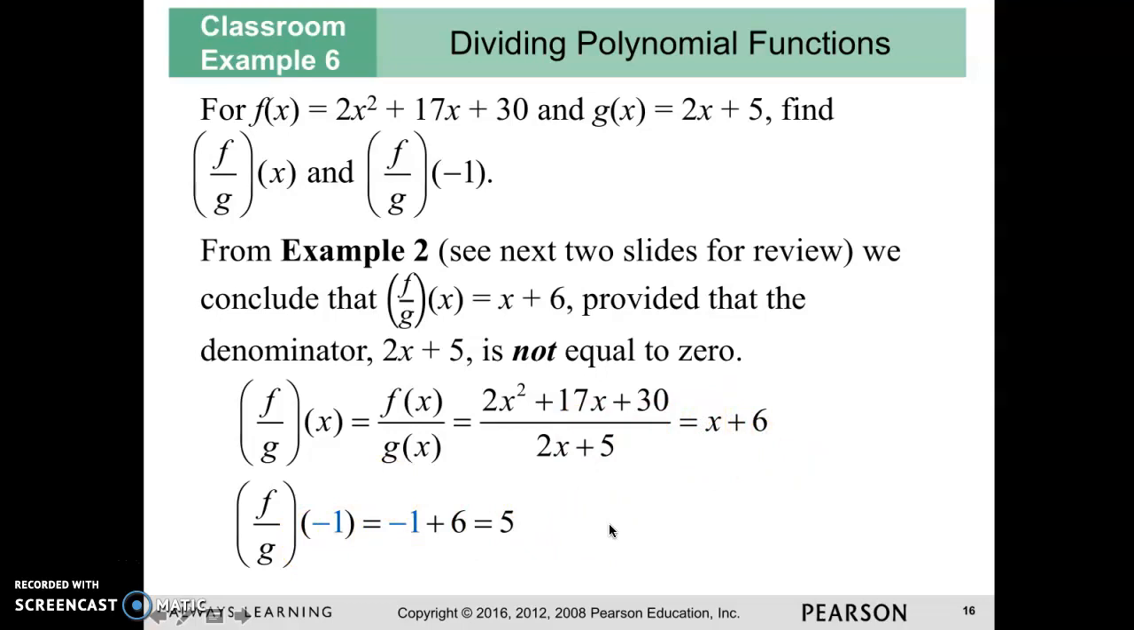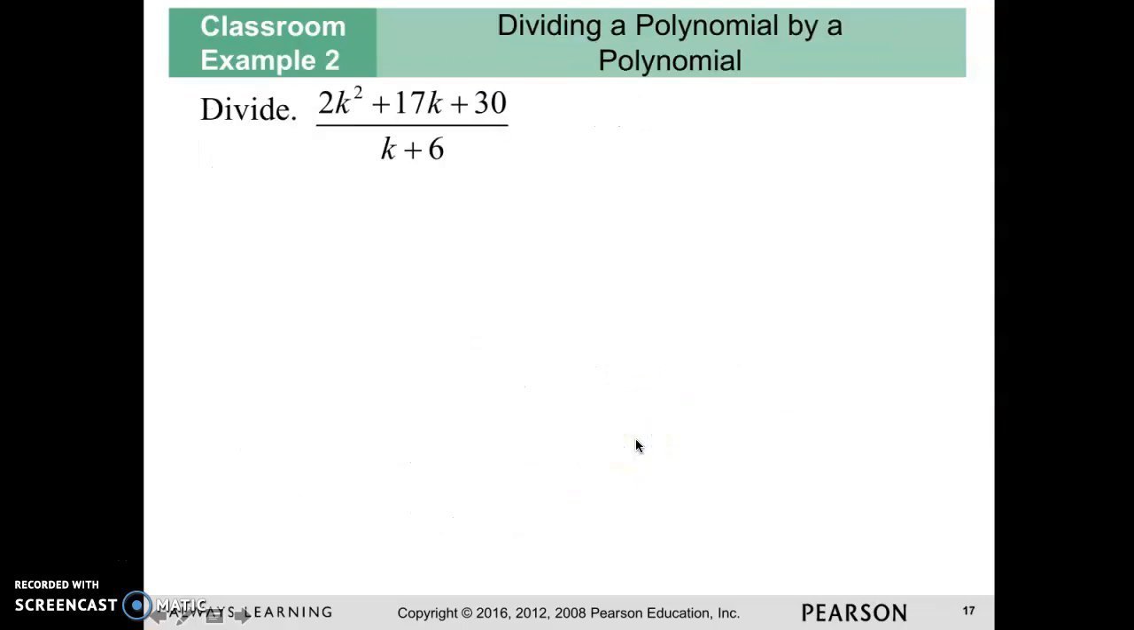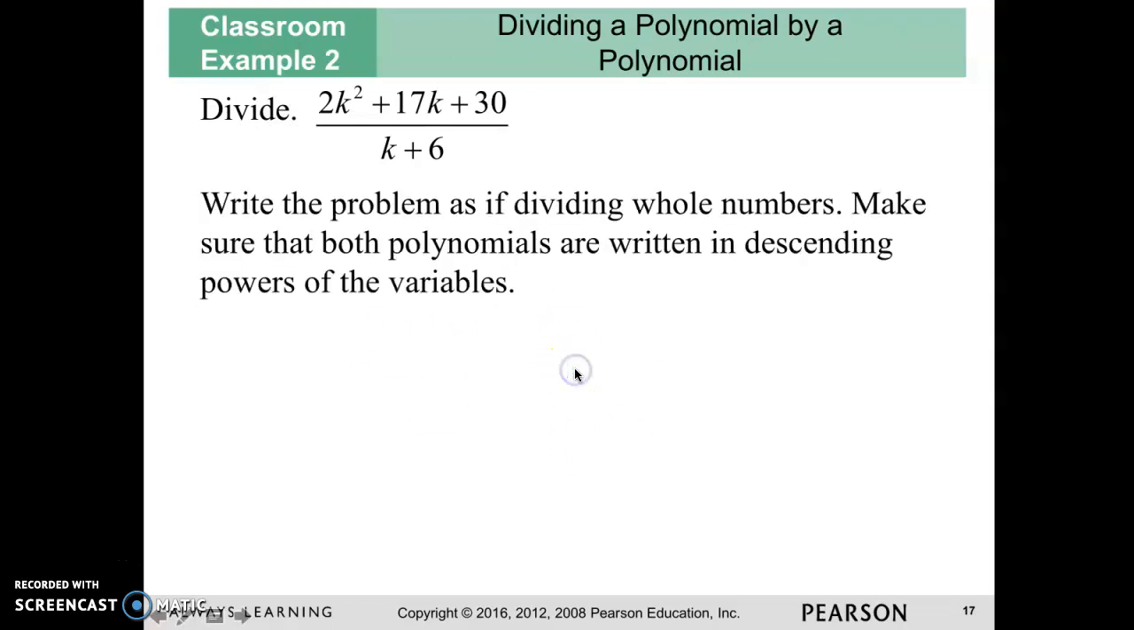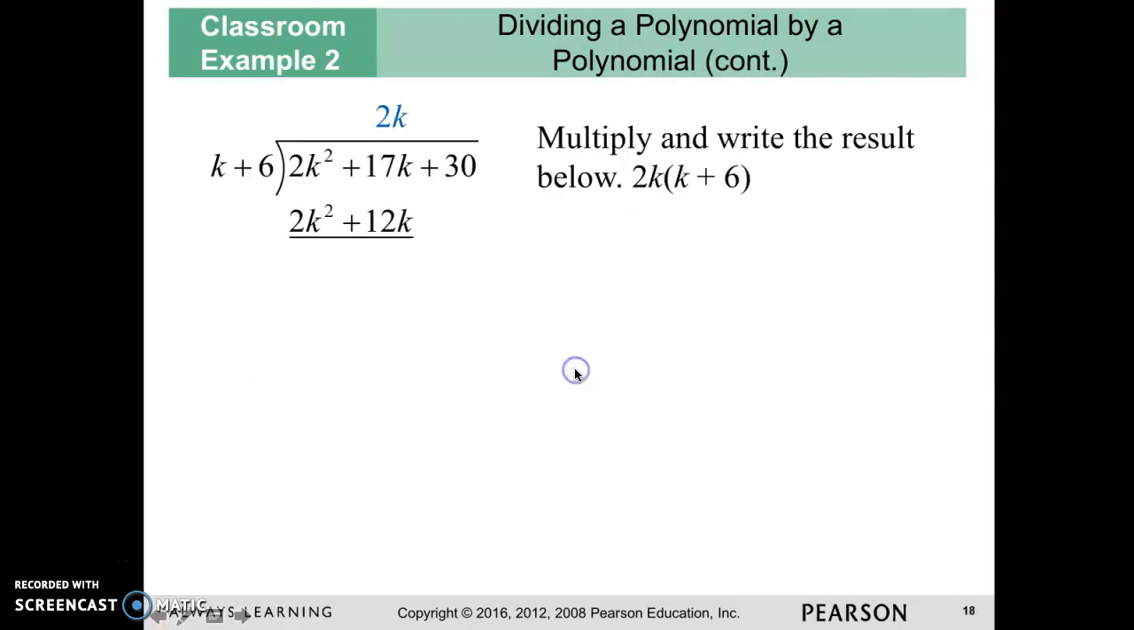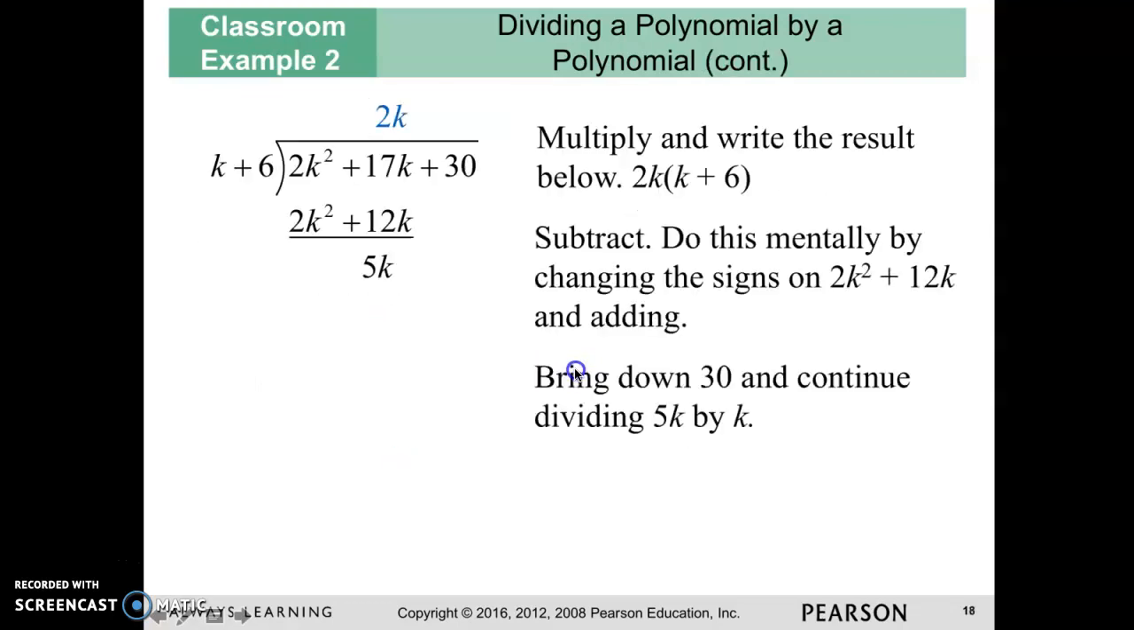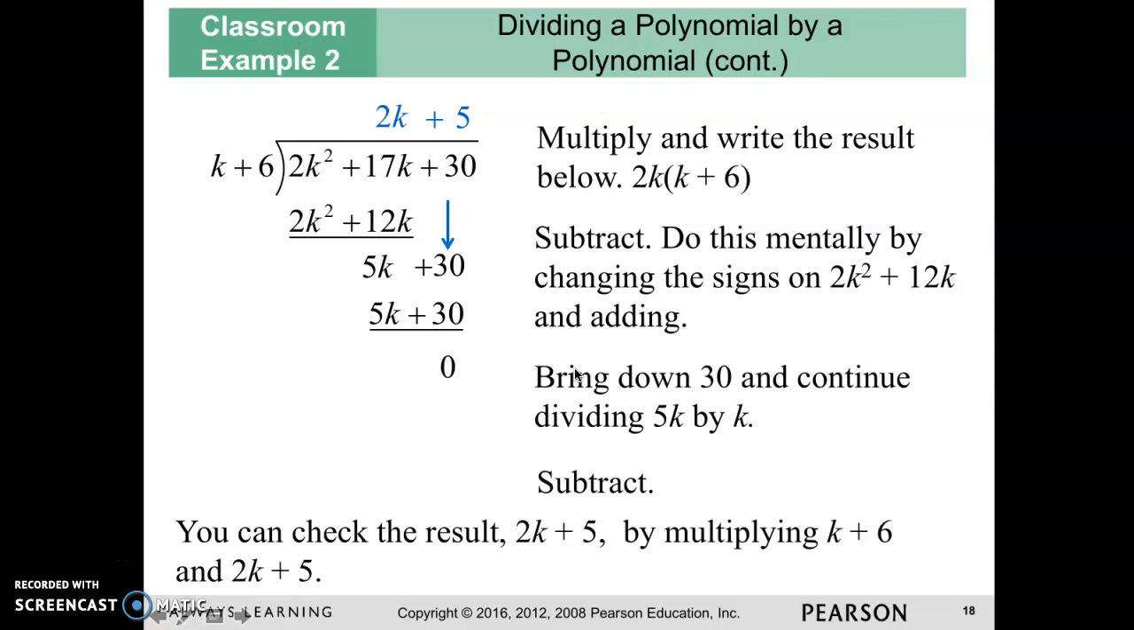What is the domain of this quotient function? Remember, it's any x value except for the value that makes 2x plus 5 equal to 0, which in this case will be -5 over 2. You're going to divide this polynomial again, and this is the one I think that we just did, right? Example 2, which is the review for this previous problem.